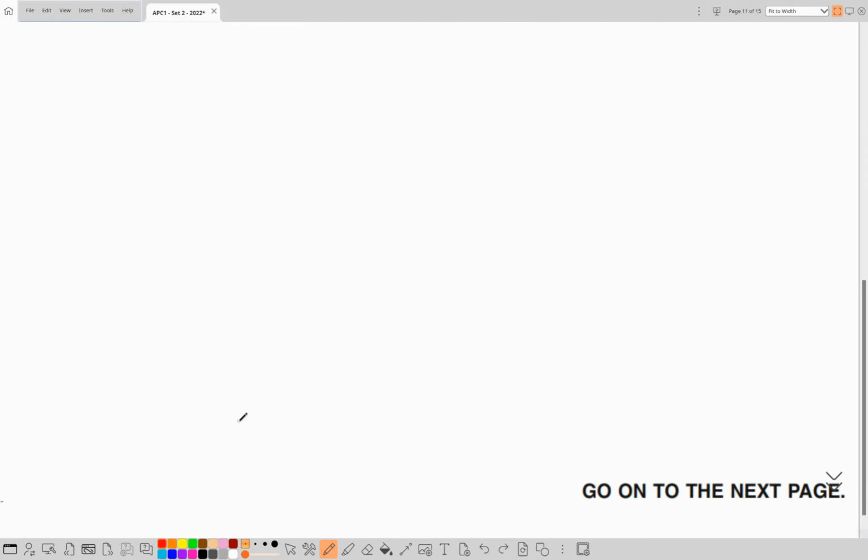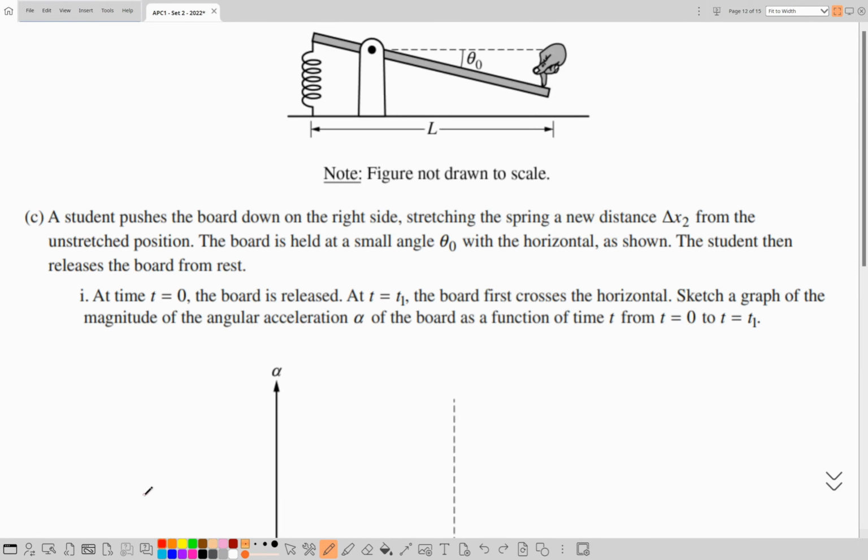Okay, now moving on to the next page. They're telling us a student pushes the board down on the right side, stretching the spring a new distance delta x2 from the unstretched position. The board is held at a small angle theta 0 with the horizontal as shown. The student then releases the board from rest.